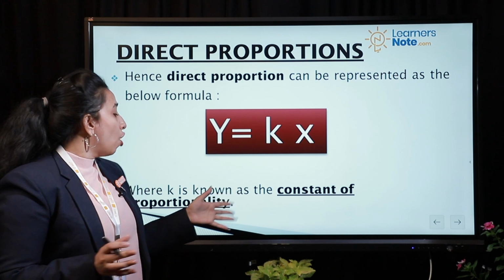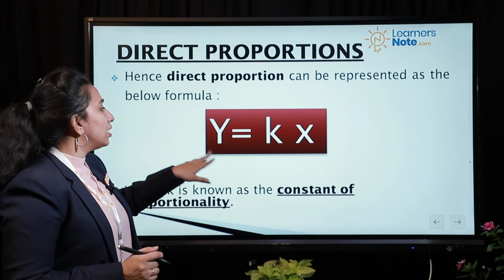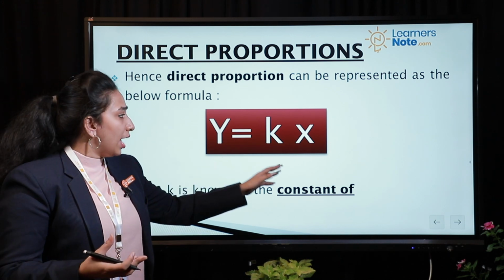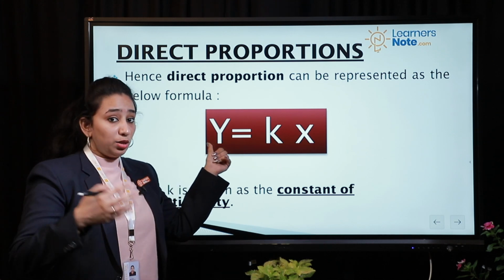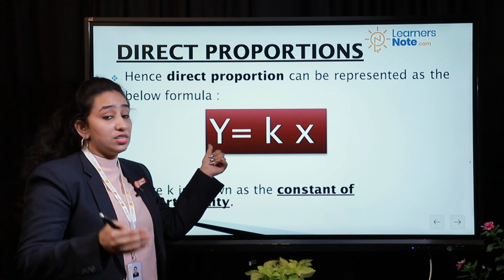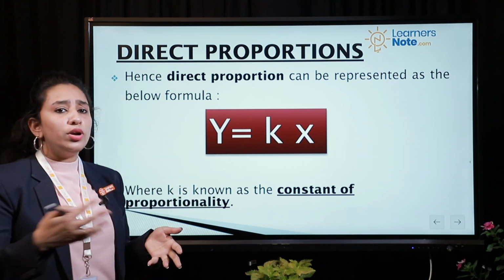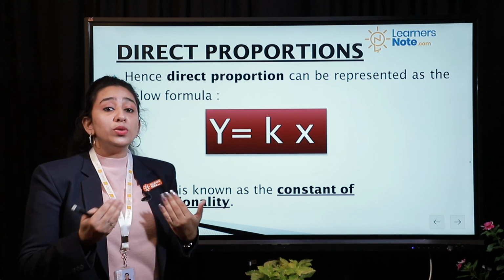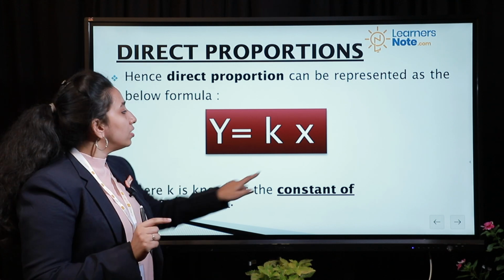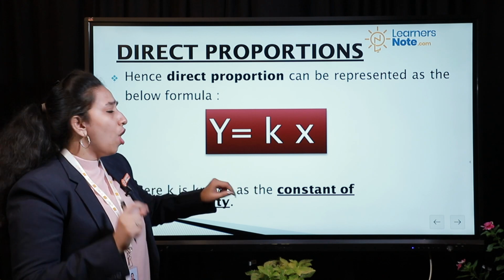the constant of proportionality. Now y is a quantity, and x is another quantity. If there is an increase in y, there will be a corresponding increase in x as well. So that's as simple as that. And how much will that increase be? That is determined by this constant, how much increase or how much decrease.